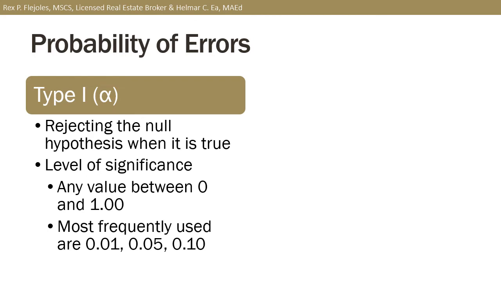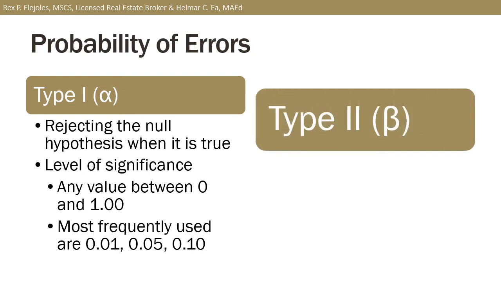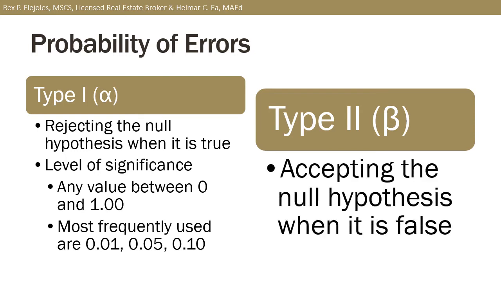It may be any value between 0 and 1, but the most frequently used are 0.01, 0.05, and 0.10. In social research, it is usually 0.05, while the type 2 error is referred to as beta. It is accepting the null hypothesis when it is false. Please be reminded that these errors are possible because we consider sample only. Had we considered the population, then we don't need to do the hypothesis testing or applying inferential statistics.